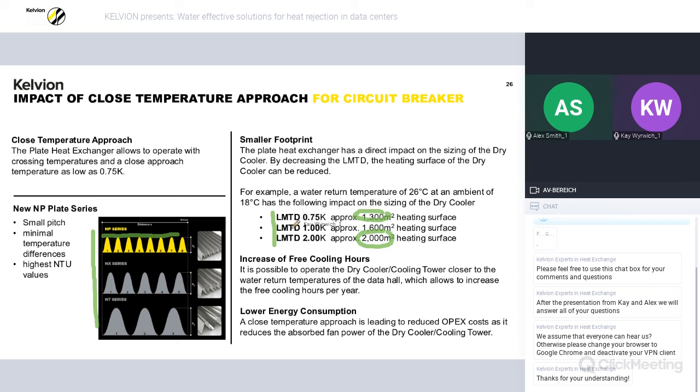The next thing is, as you can follow the water return temperature from the data hall more closely, you can increase your free cooling hours per year as well, as you can track the temperature really close to the water return temperature of the data hall. And that also leads to lower energy consumption, as you can have, for example, fewer fans on the dry cooler, or a lower fan speed to reduce your OPEX costs here.